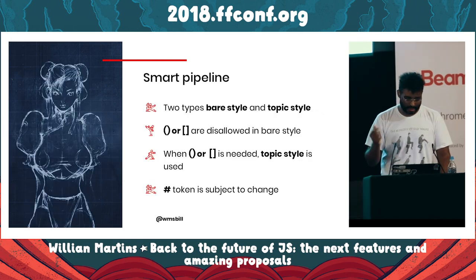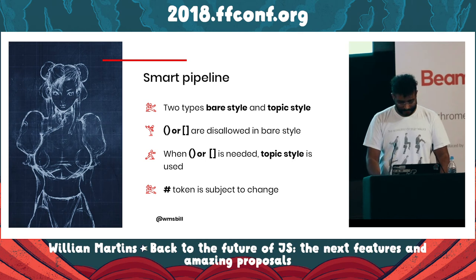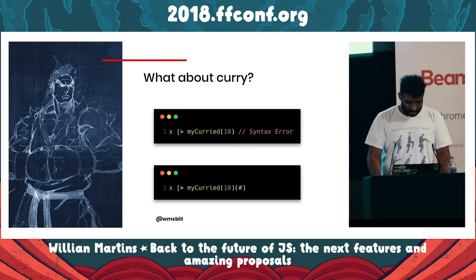So just to recap, two types: bare style, topic style. Whenever you need parentheses and square brackets, use topic style. And the sharp token, it's not final. It's subject to change. So if you use a curly function, you need to use the topic style. Otherwise, you will have a syntax error because you are using parentheses.